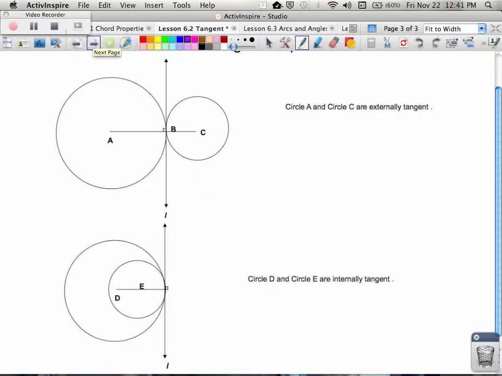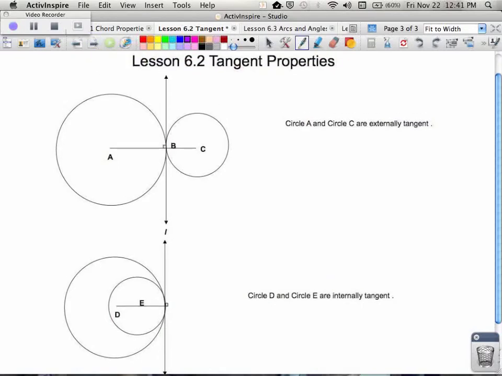And lastly, when talking about tangents, there are two scenarios about circles that are meeting up at tangents. So if I look at my tangent lines, in the top picture, for example, so here's a line that I'm talking about, line L in this case. And what I'll notice is the circle on the left and the circle on the right are called externally tangent because they are not inside of each other, and they are tangent at the point B.